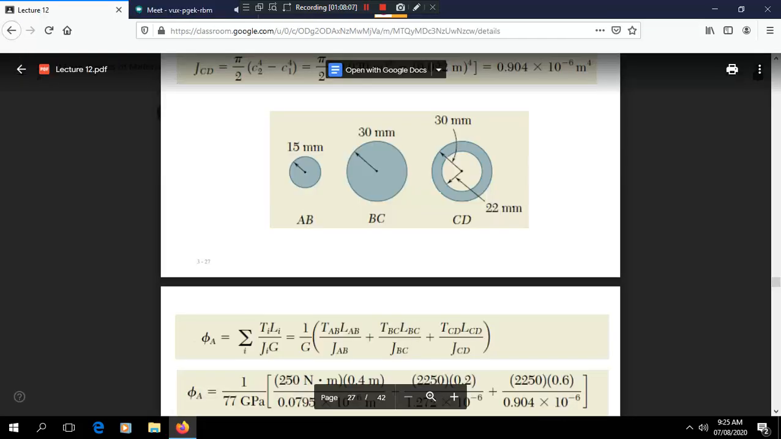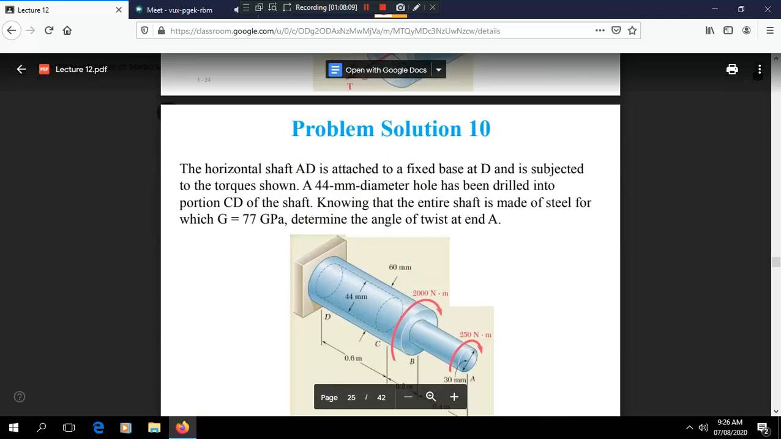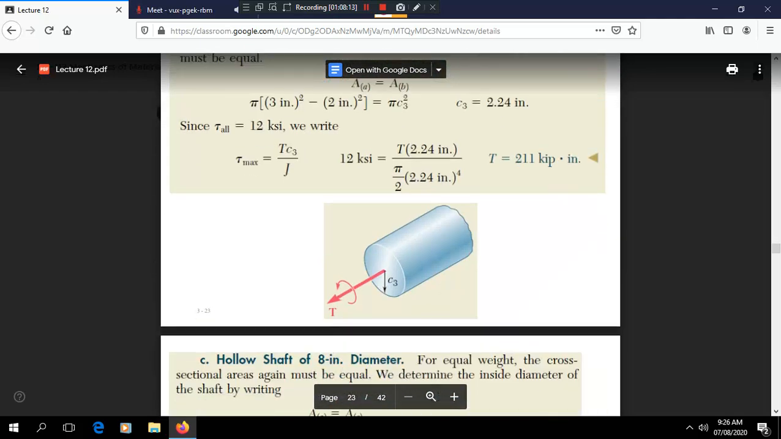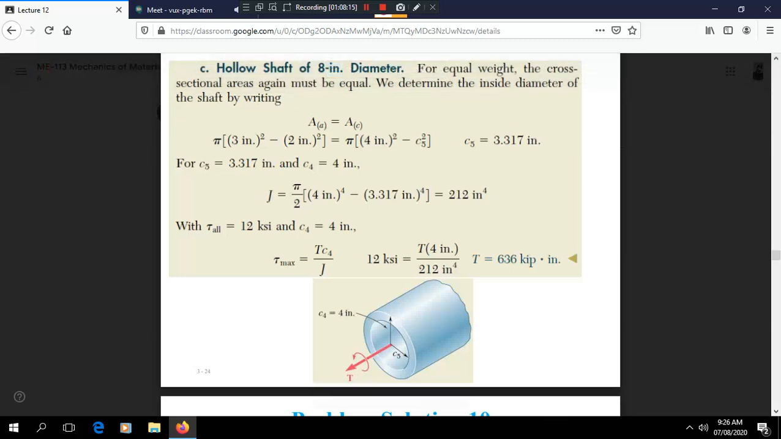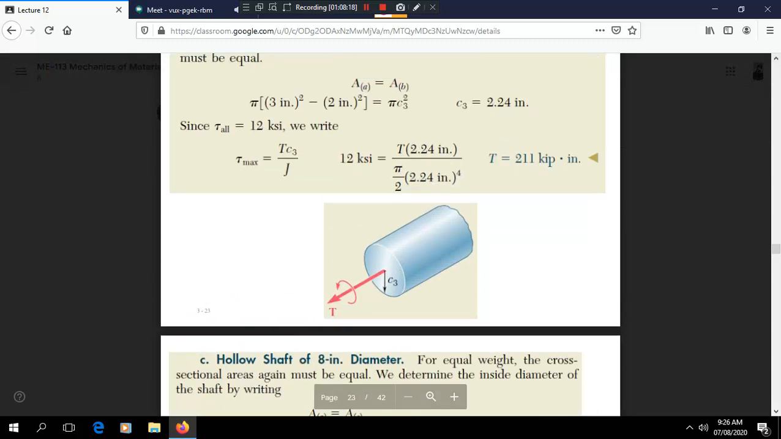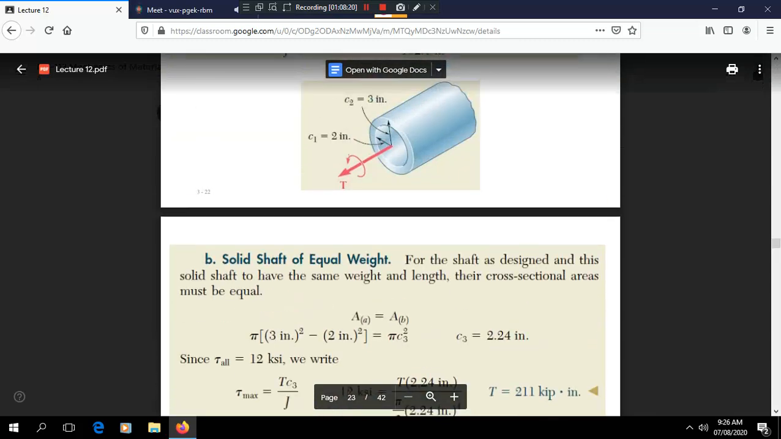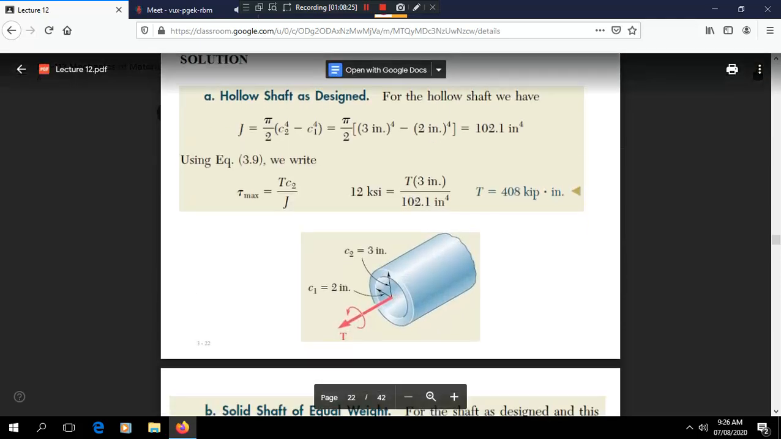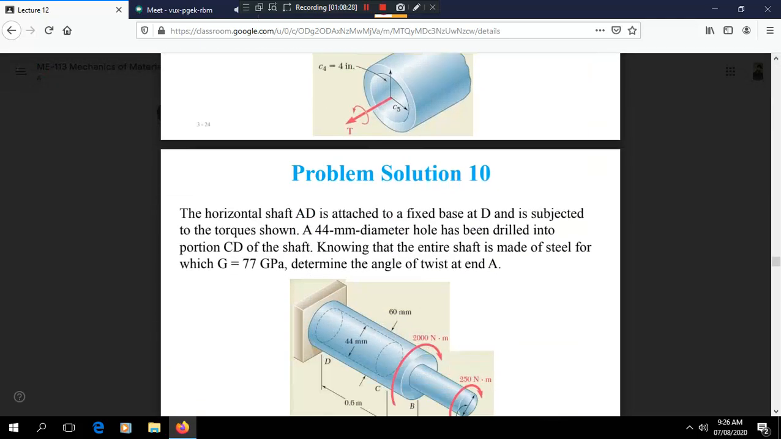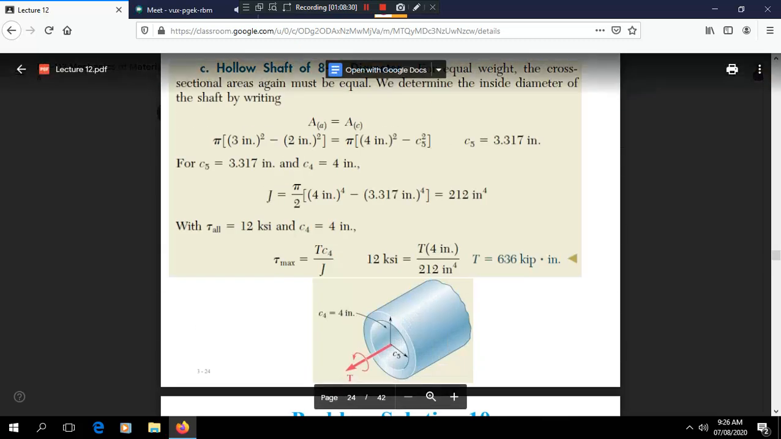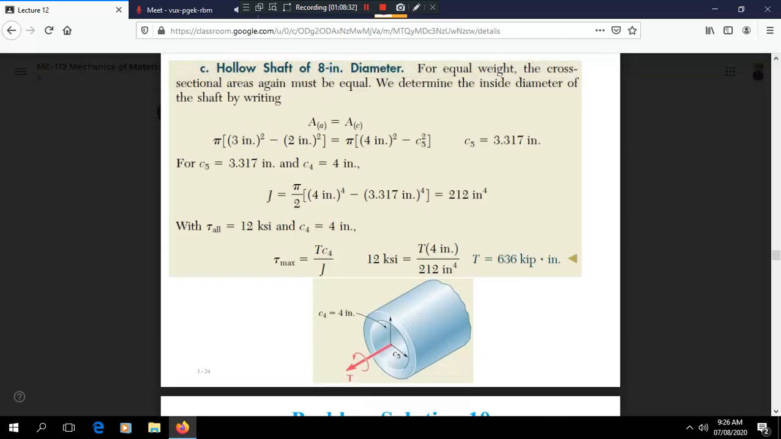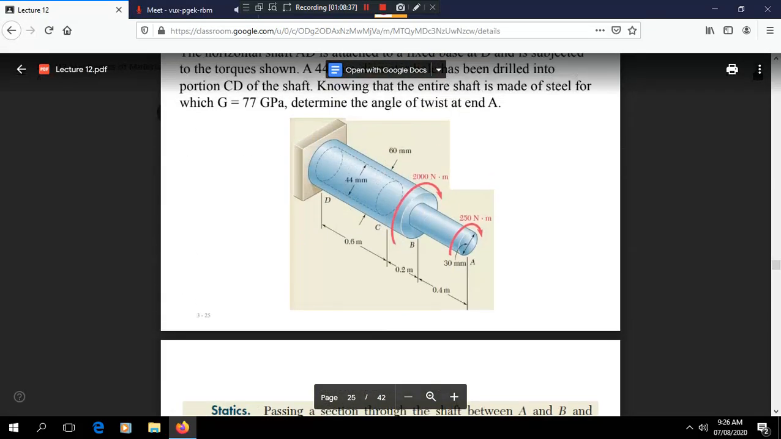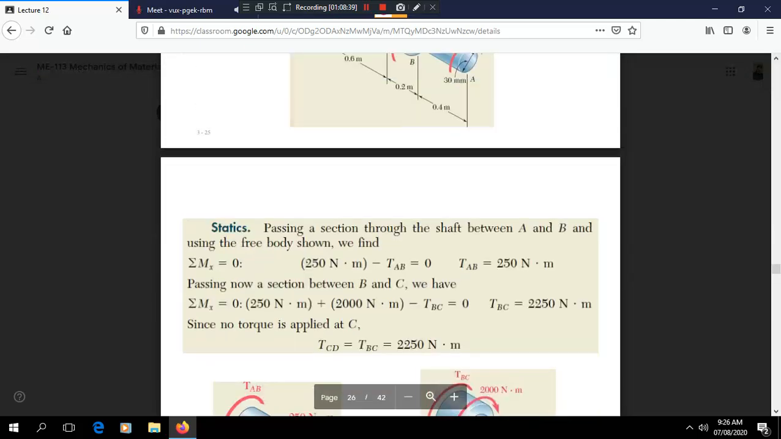Between D and C, you can see there is a hole of 44 mm diameter which is drilled in the shaft. In this case, you can say it is a hollow shaft. The hollow shaft has an outer diameter of 60 mm and an inner diameter of 44 mm. For CD, it is a solid shaft, and the diameter is 60 mm. The AB part is also a solid shaft.